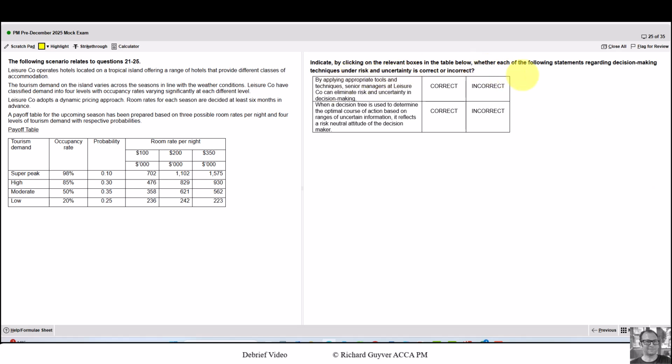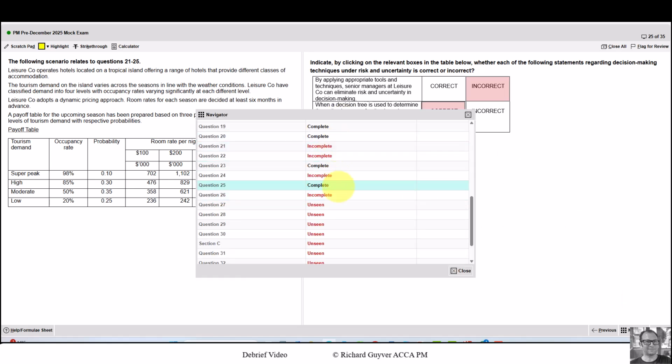Indicate by clicking on the boxes whether each of the statements regarding decision-making techniques under risk and uncertainty is correct or incorrect. This looks like an outlier to me. By applying appropriate tools and techniques, senior managers can eliminate risk and uncertainty in decision making. We can manage risk and uncertainty, but we can't eliminate it. When a decision tree is used to determine the optimal course of action based on ranges of uncertain information, it reflects the risk of a neutral attitude of the decision maker. That's correct. So decision tree uses expected values, which is a risk neutral decision making attitude.